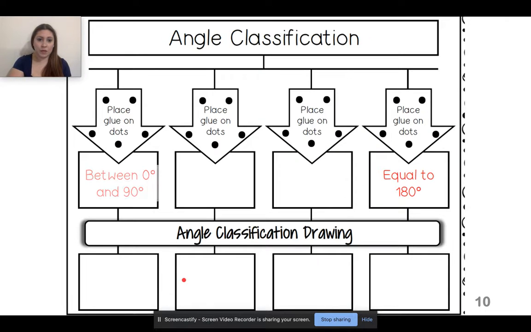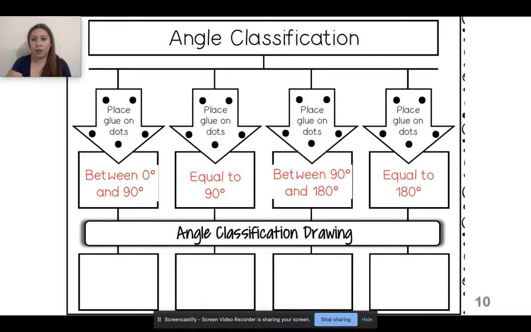So angle classifications. So think back. Most of you guys should already know how to do these. Ooh, I forgot to put in the equals to 180. So between 0 and 90, what kind of angle gives you that? Equals to 90, which angle is that one? Between 90 and 180, think about that one. And then equals to 180.